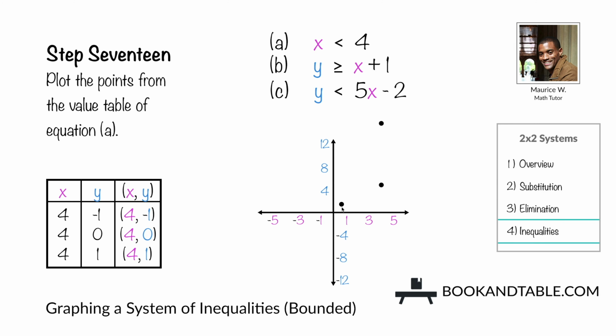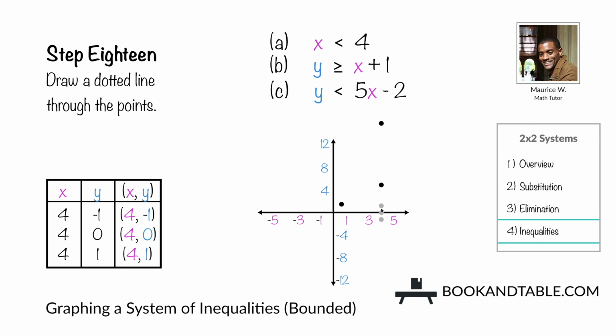And now step 17, plot the points from the value table of equation A. The first point is 4, negative 1. Plot the point. The second point is 4, 0. And the third point is 4, 1. So now with these 3 points, we can sketch the line for A. We draw a dotted line through the points.